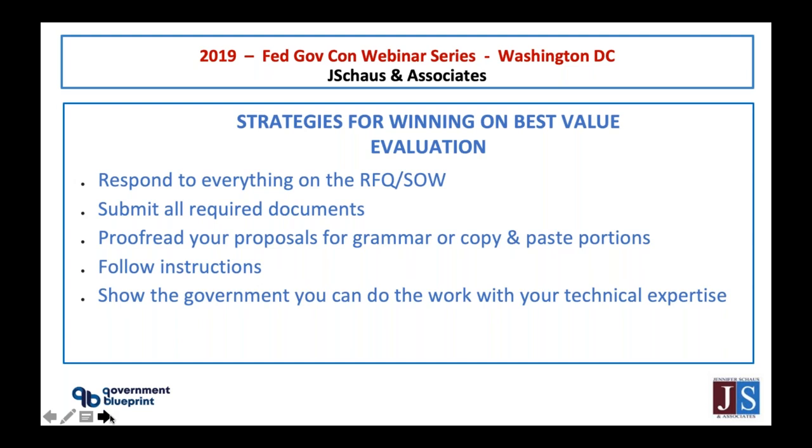Following instructions, the evaluation criteria will tell you exactly what they're evaluating you on. So that's where you want to pinpoint. If they want to evaluate your key personnel, the education level and the experience level of your key personnel, you want to highlight that in your proposal. Things like that are what you want to focus on. And then show the government you can do the work. The technical expertise portion is really important.